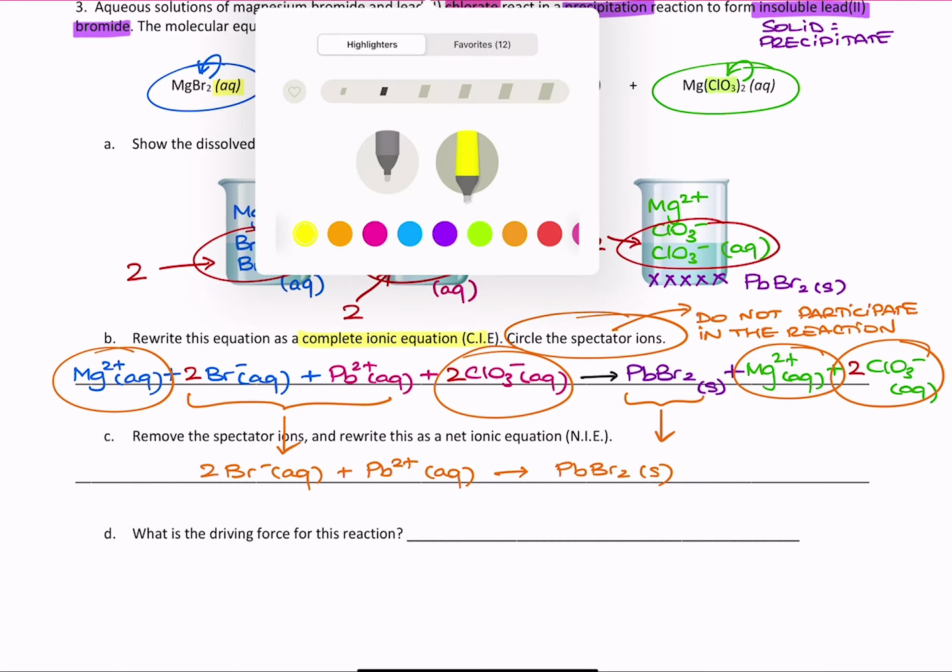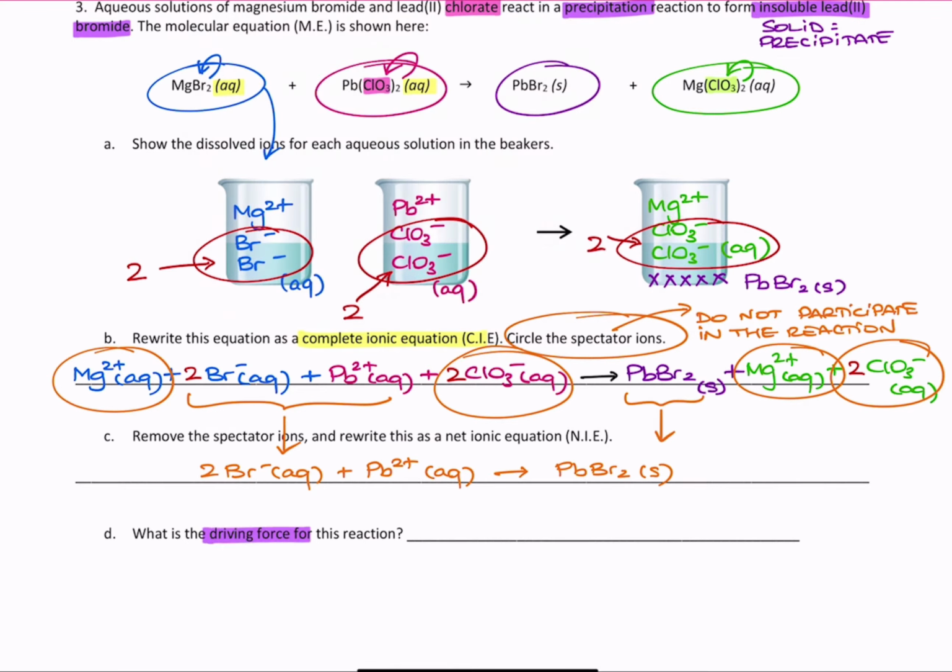What is the driving force for this reaction? The driving force is the formation of the solid compound. This precipitates. So the driving force is the formation of solid PbBr2.